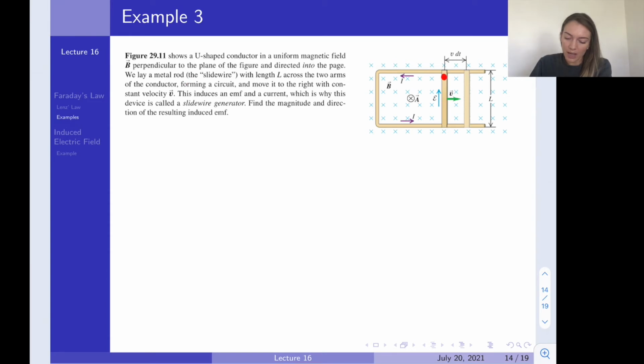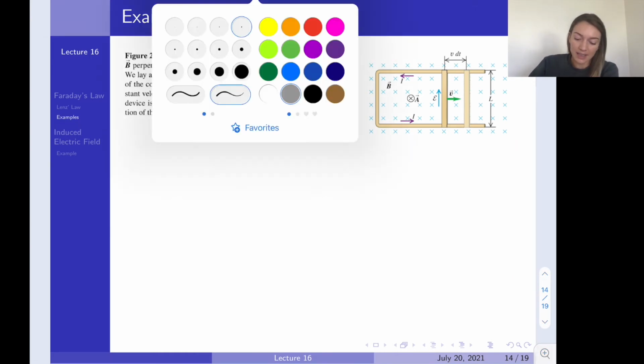We lay a metal rod with length L across the two arms of the conductor to form a circuit. So we have a closed circuit here. And we move it to the right with a constant velocity v. And this actually induces an EMF in this wire loop. So we want to find the magnitude and direction of the resulting EMF.